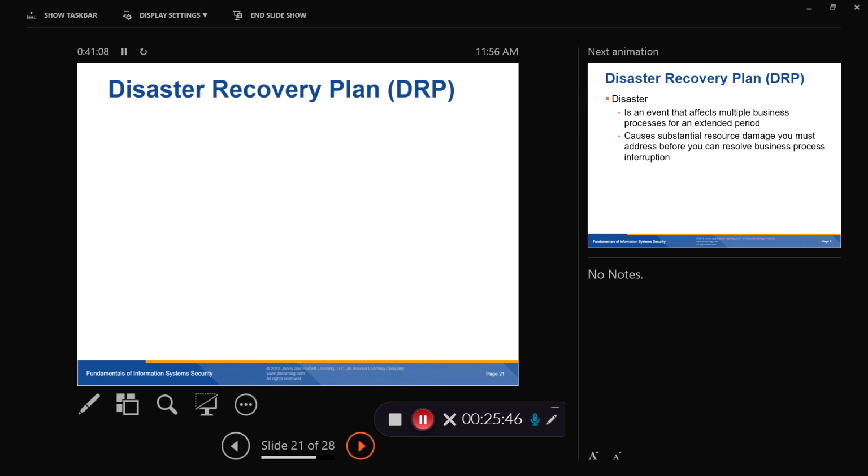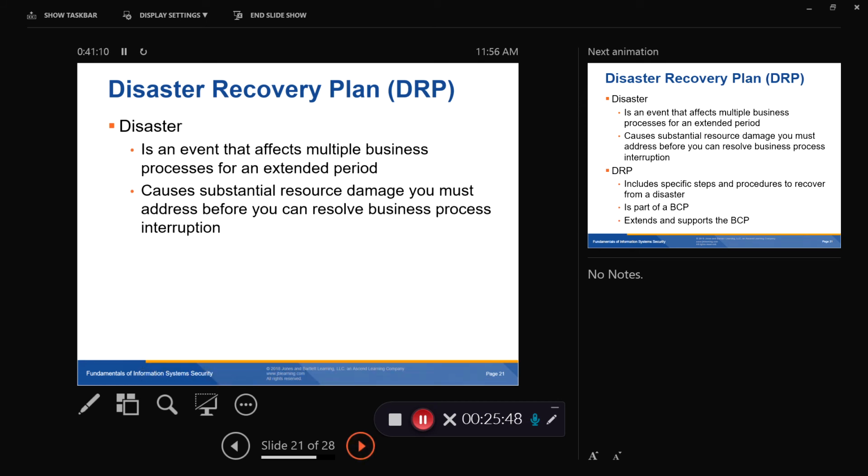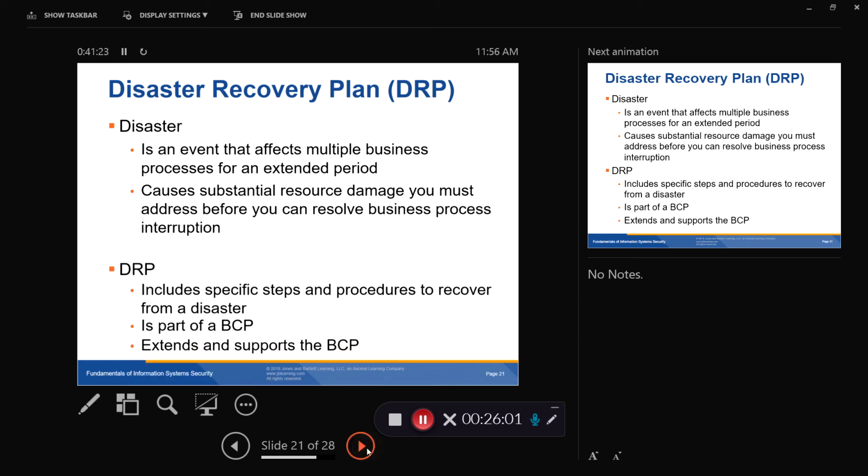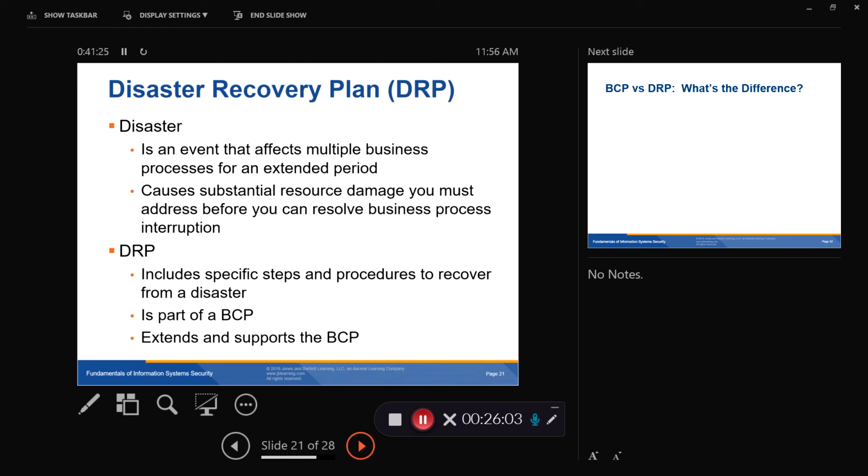Okay, so disaster recovery plan. A disaster is an event that affects multiple business processes for an extended period of time. It causes substantial resource damage you must address before you can resolve business process interruption. The disaster recovery plan, and we could have an entire course in disaster recovery, includes specific steps and procedures to recover from a disaster. It's part of the BCP. It extends and supports the BCP. So here are specific steps. What are you going to shut down? What data? Where's data going to be backed up to? What are you going to do with your people?